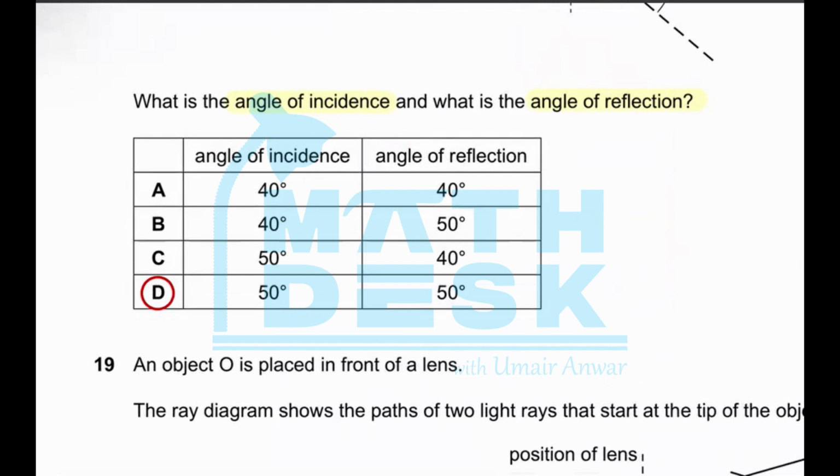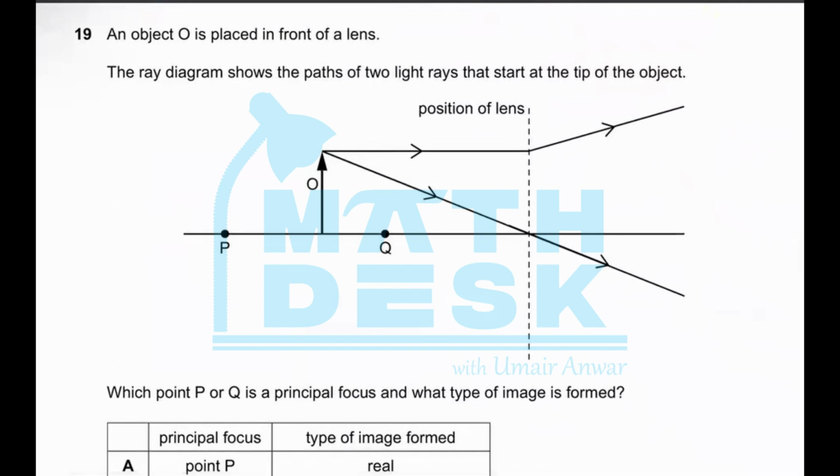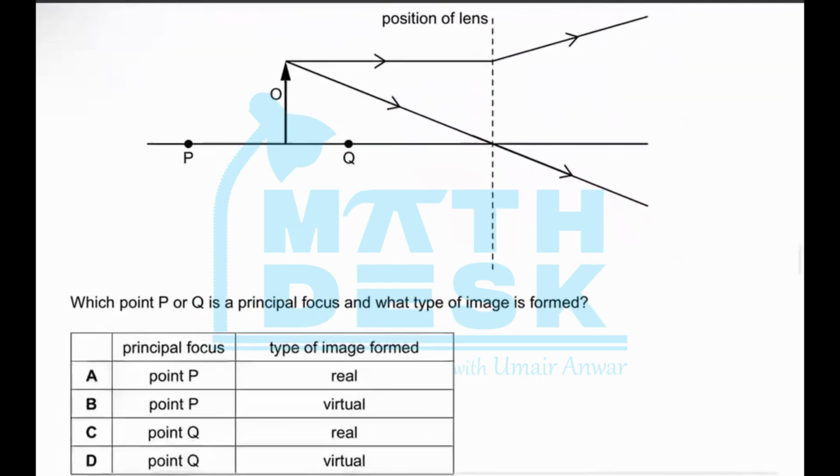Okay, next question, question number 19. It says an object O is placed in front of a lens. The ray diagram shows the path of two light rays that start at the tip of the object. So two rays are being emitted from the tip of the object. One is parallel to the principal axis, goes through the lens, and then it diverges. So it means that a diverging lens is being used over here. The other ray is coming and passing through the optical center of the lens and continues its path straight and undeviated.